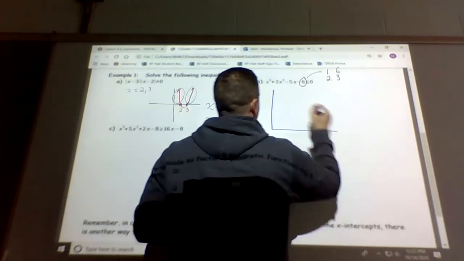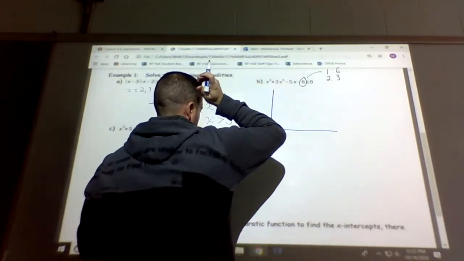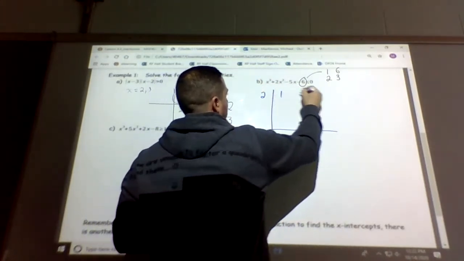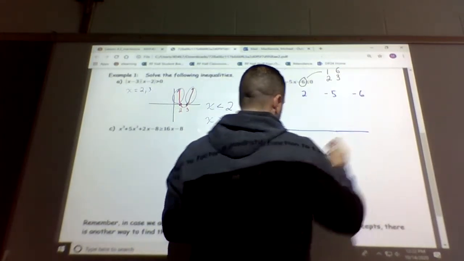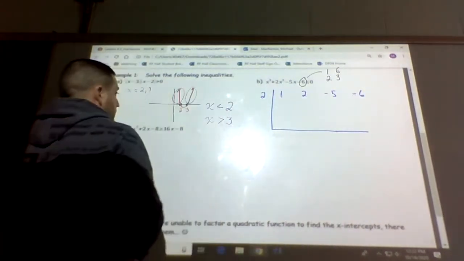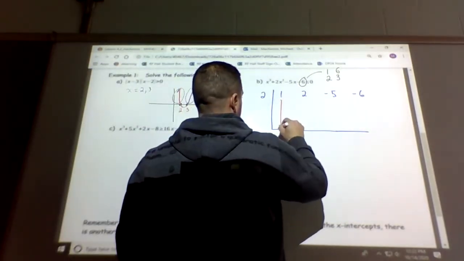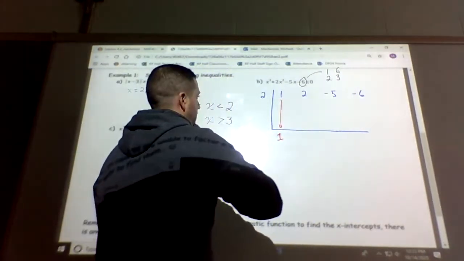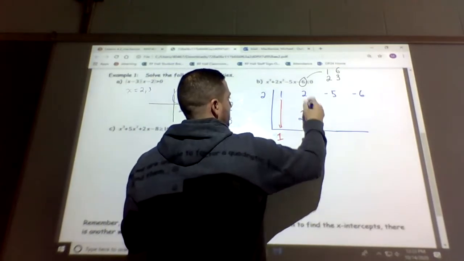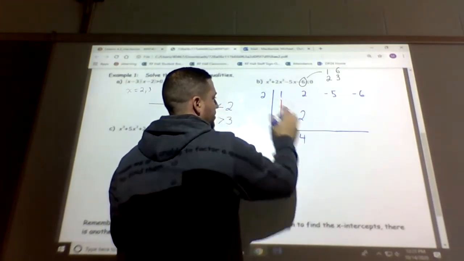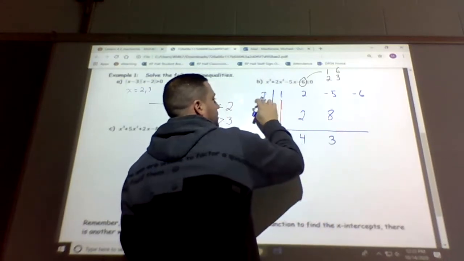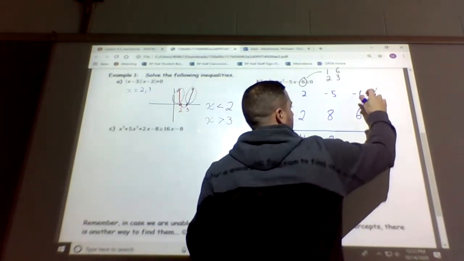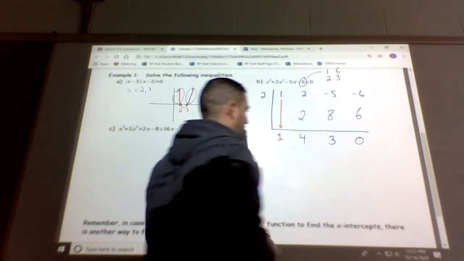So we're using positive 2 as our value. So we have 1, 2, negative 5, and negative 6. Bring down our 1. 2 times 1 is 2. 2 plus 2 is 4. 2 times 4 is 8. Negative 5 plus 8 is 3. 2 times 3 is 6. Negative 6 plus 6 is 0.